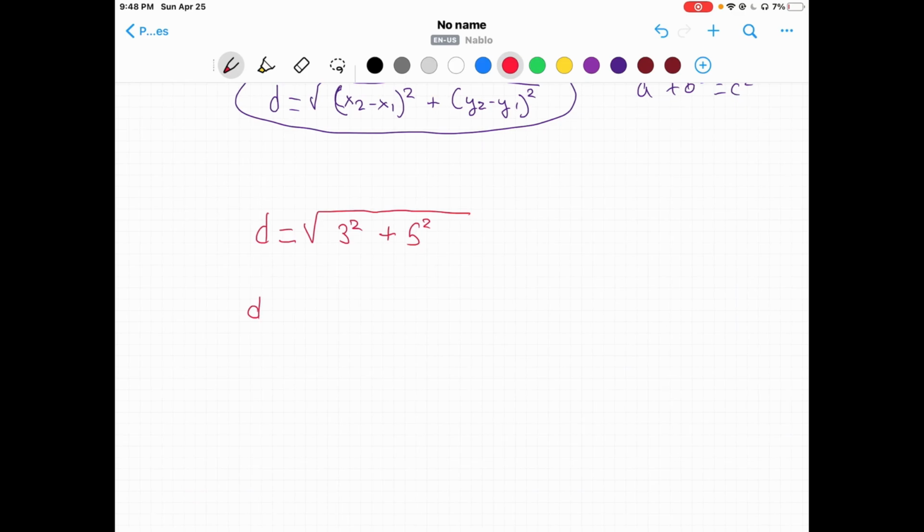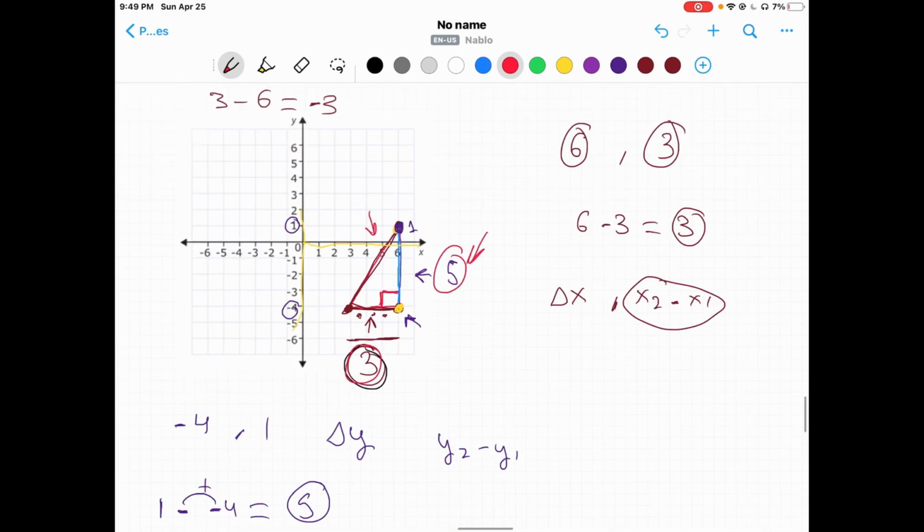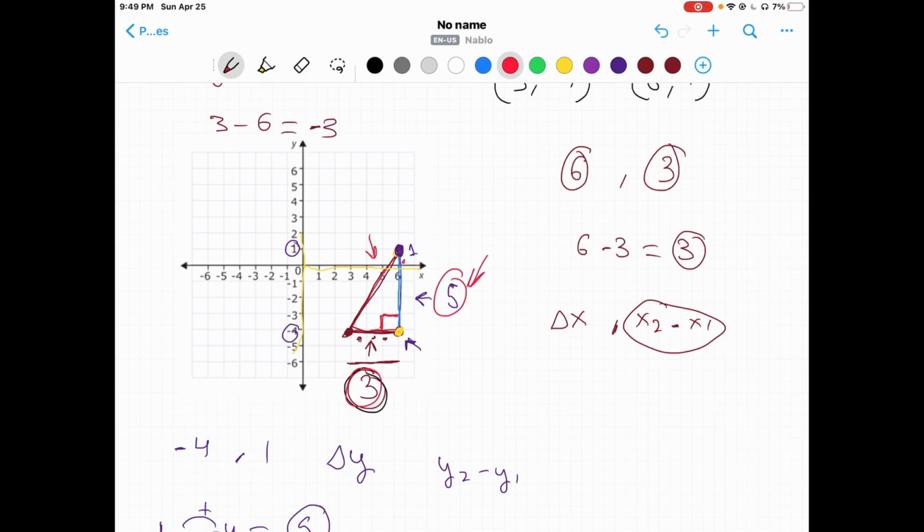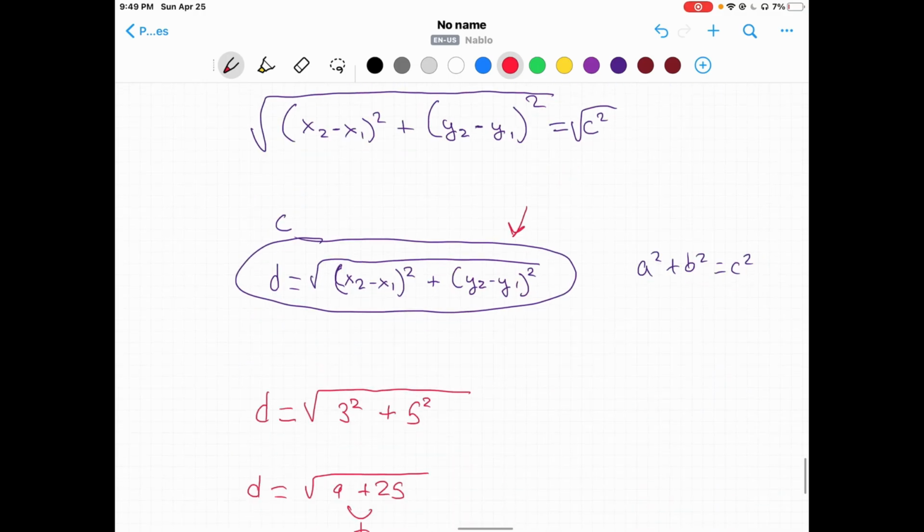Now let's simplify this, and we will get the square root of 9 plus 25. Let's combine like terms over here, and we will get the square root of 34, since it is 25 plus 9. And now the distance between these 2 points is the square root of 34. And we would get the exact same answer if we would have counted the side lengths. You see that it's 5, and then this is 3, and used a squared plus b squared equals c squared.